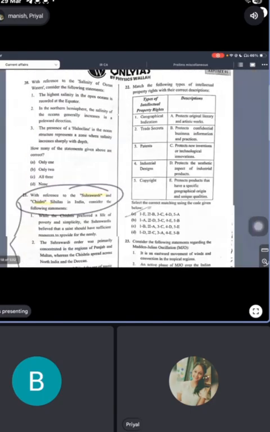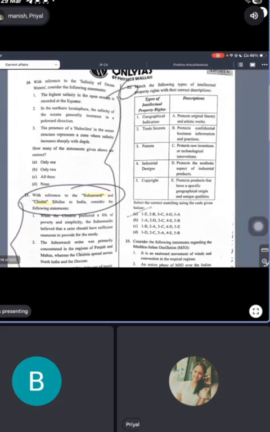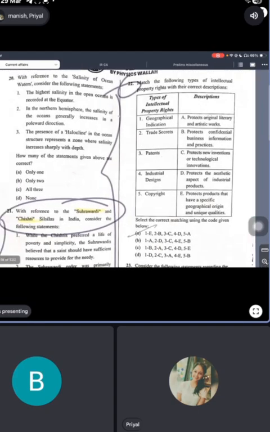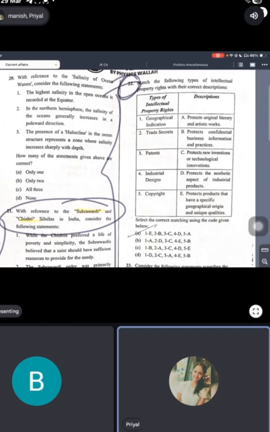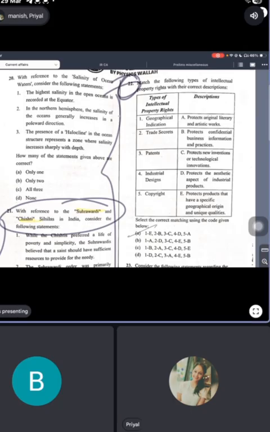This kind of, now see, very good question actually. I like this question. Read this question back here. Match the following types of intellectual property rights with their correct descriptions. Geographical indication: it protects original literary and artistic works. Listen, geography means what? Location. See, so GI tag, A and E. See, only one option.